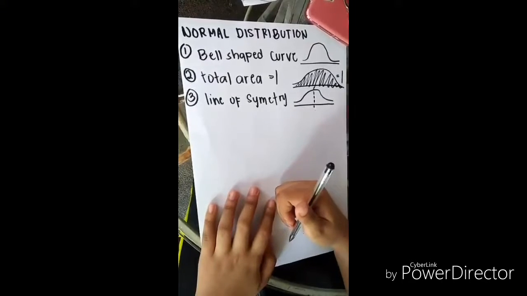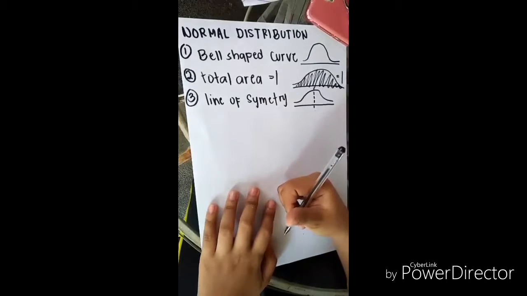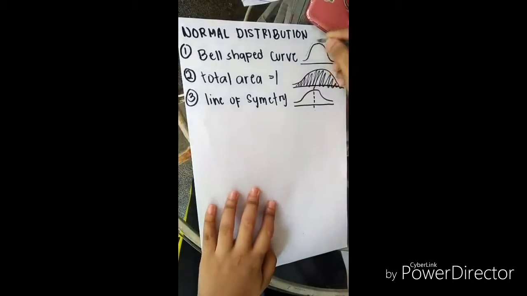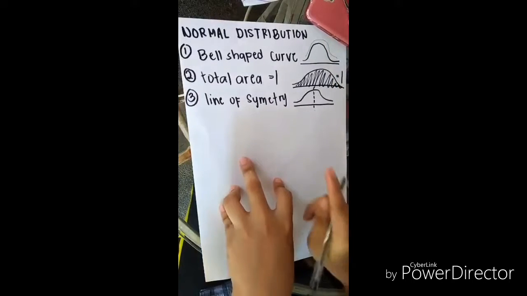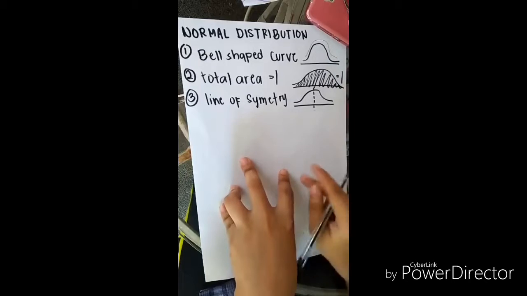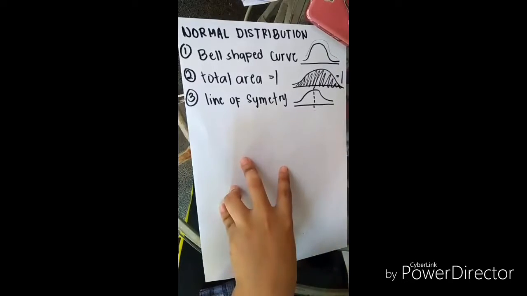For now, I want to show you what a normal distribution is all about in statistics. There are 3 things that should come to mind when you read the words normal distribution. The first thing is that you have a bell-shaped curve that basically looks like this. The second thing is that the total area under the curve is equal to 1. That is this one.